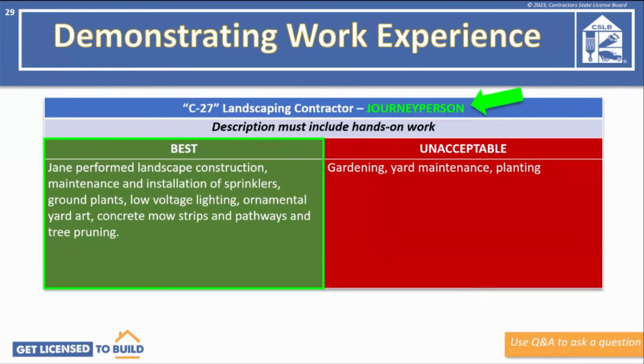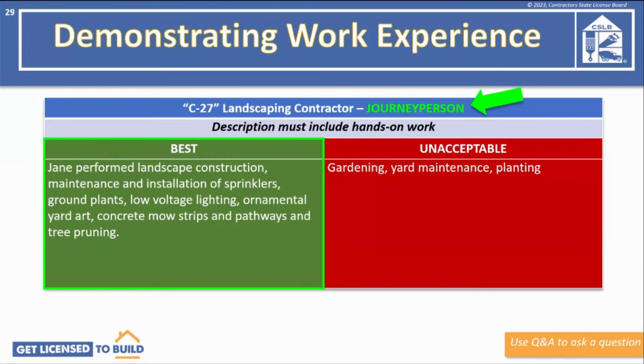Our next example is for the C27 landscaping contractor. First, for experience at the journeyman level. The best type of description your certifier will use would be, Jane performed landscape construction, maintenance, and installation of sprinklers, ground plants, low voltage lighting, ornamental yard art, concrete mow strips, and pathways, and tree pruning. An unacceptable explanation would be gardening, yard maintenance, planting.